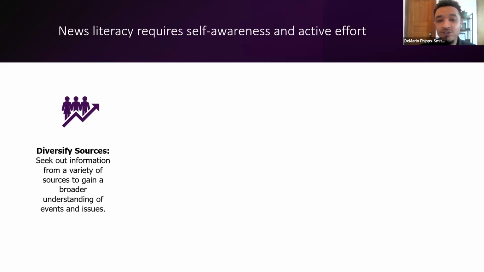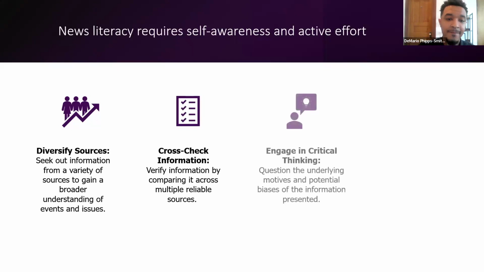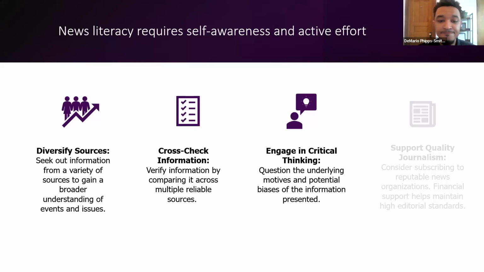First, we have to diversify our sources, right? You can't just listen and consume things that agree with your worldviews. You have to challenge yourself and consume as much as you can to gain a greater grasp on certain issues. You can also cross-check your information by comparing it to various sources of information. And it's important to have conversations about the underlying motives or the potential biases of a news organization or a media outlet.